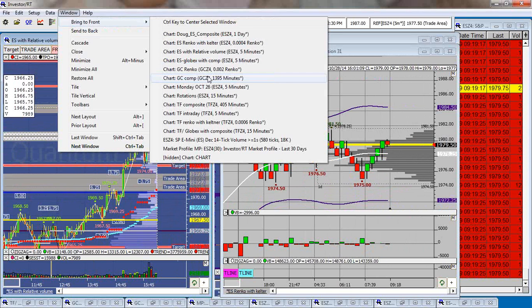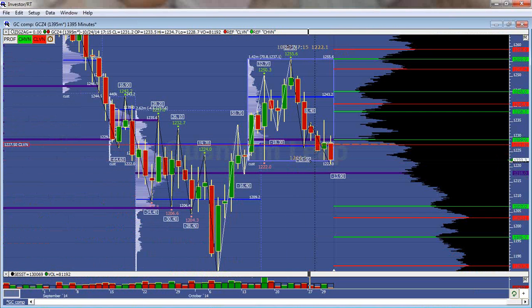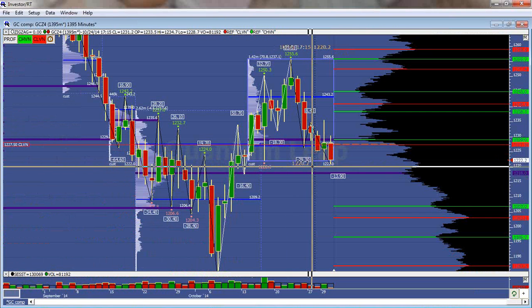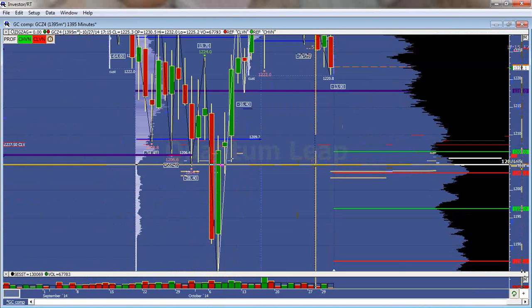We've come down and we're testing the range low right now. Actually, I should have adjusted the range. There's the adjustment to the range low. We're below that. This doesn't need to be there. Redraw this. It's going to be 25.